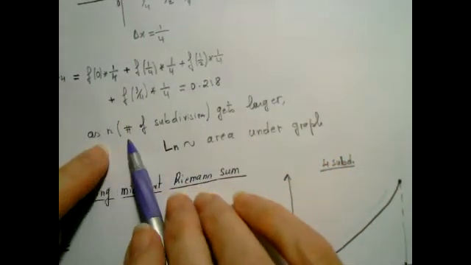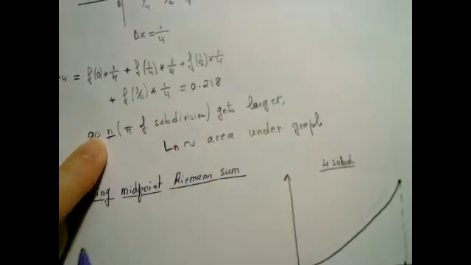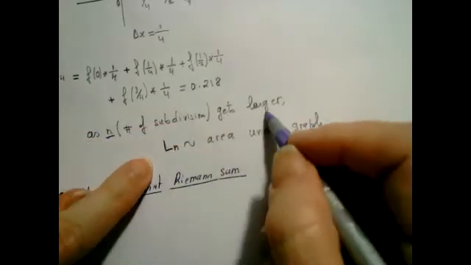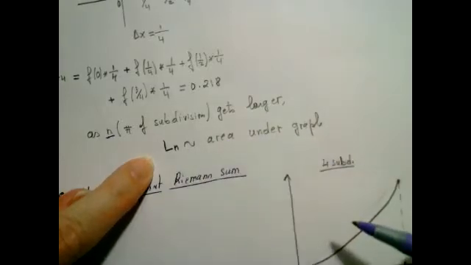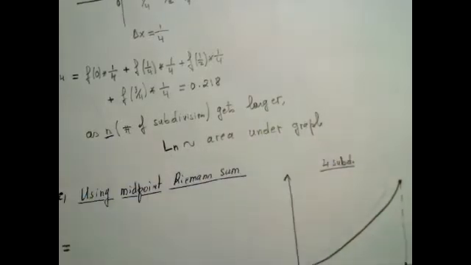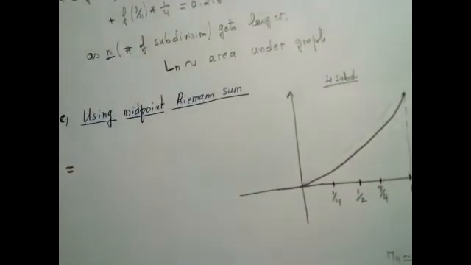So now, as n, the number of subdivisions, gets larger, the left sum becomes closer and closer to the area under the curve. So we can use either the right endpoint or the left endpoint to approximate the area. But then there are other approaches. Actually, there are millions, tons of them, and I will mention that.